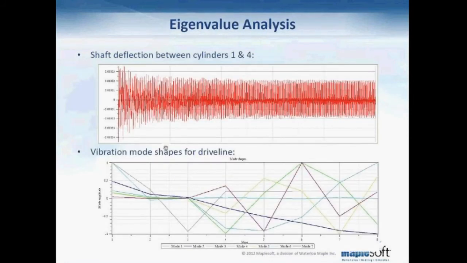The figure at the bottom of this slide shows the vibration mode shapes for the driveline for the 7 natural frequencies. There is a lot of information you can read from this plot. For example, you can have an image of the shapes of the vibration for certain natural frequencies. You can also investigate which section is the shortest section of the driveline just by looking at this plot.